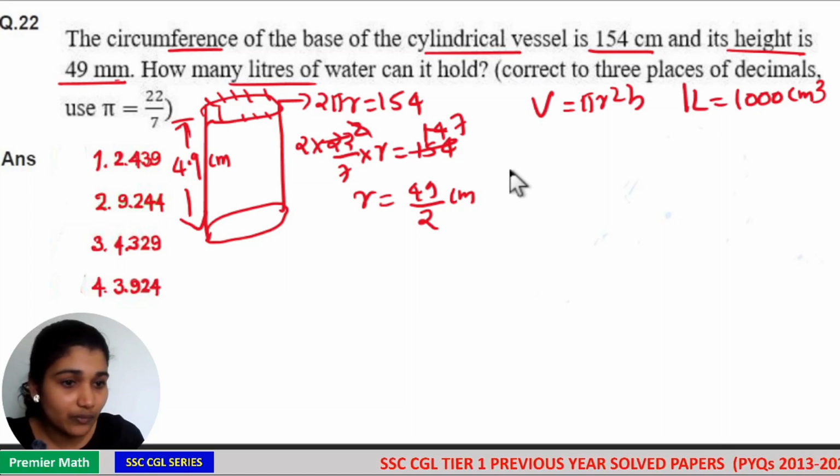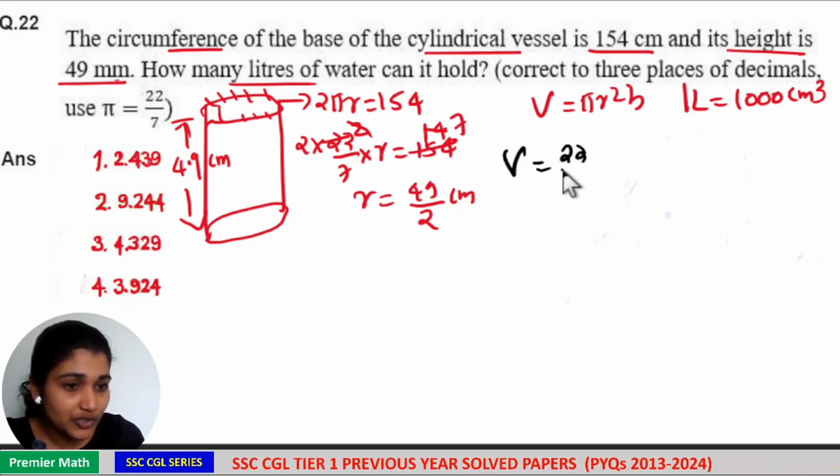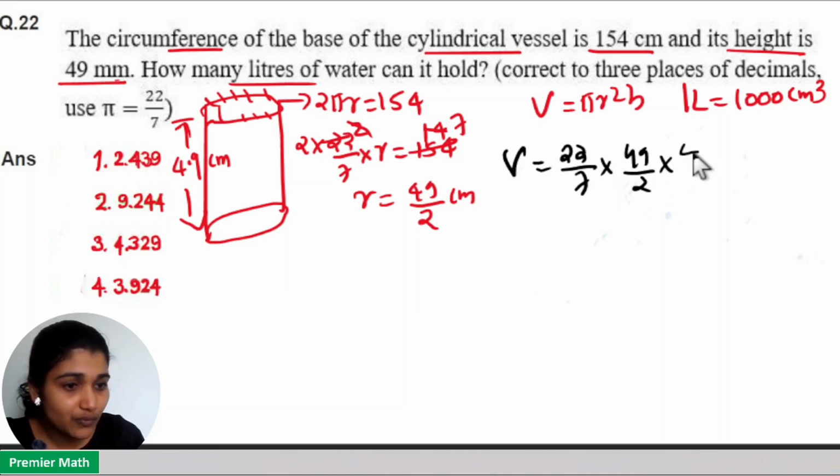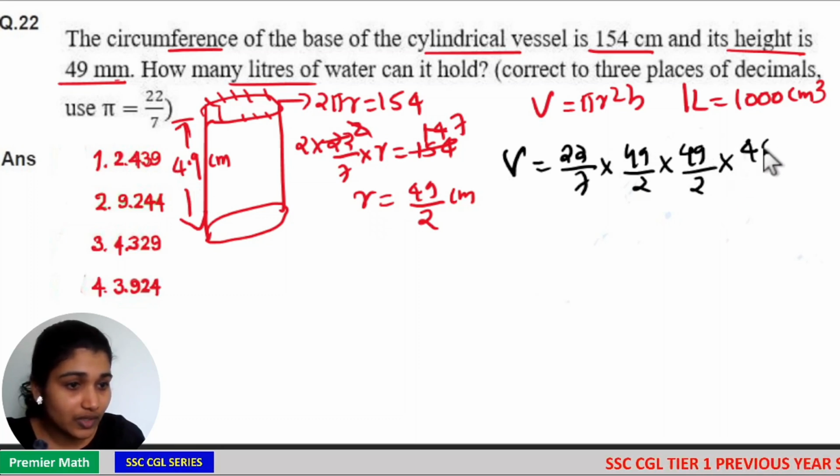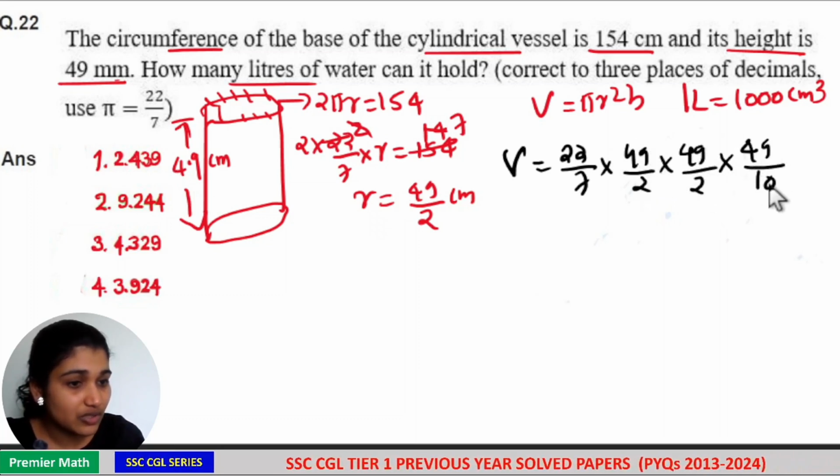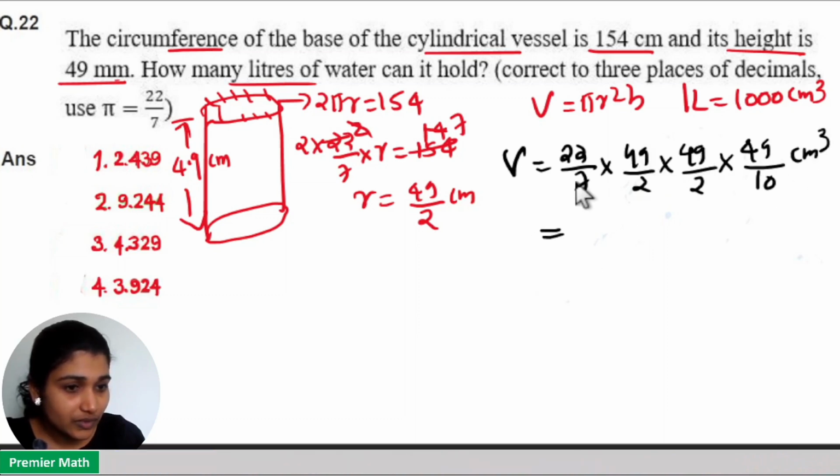Now substitute the values in volume. Volume is equal to 22 by 7 into r square, which is 49 by 2 into 49 by 2 centimeter square, into h, which is 4.9. I'll write it as 49 by 10. Now you can see this is centimeter into centimeter into centimeter, centimeter cube. Now 7 goes 7 times in 49, 2 goes 11 times in 22.